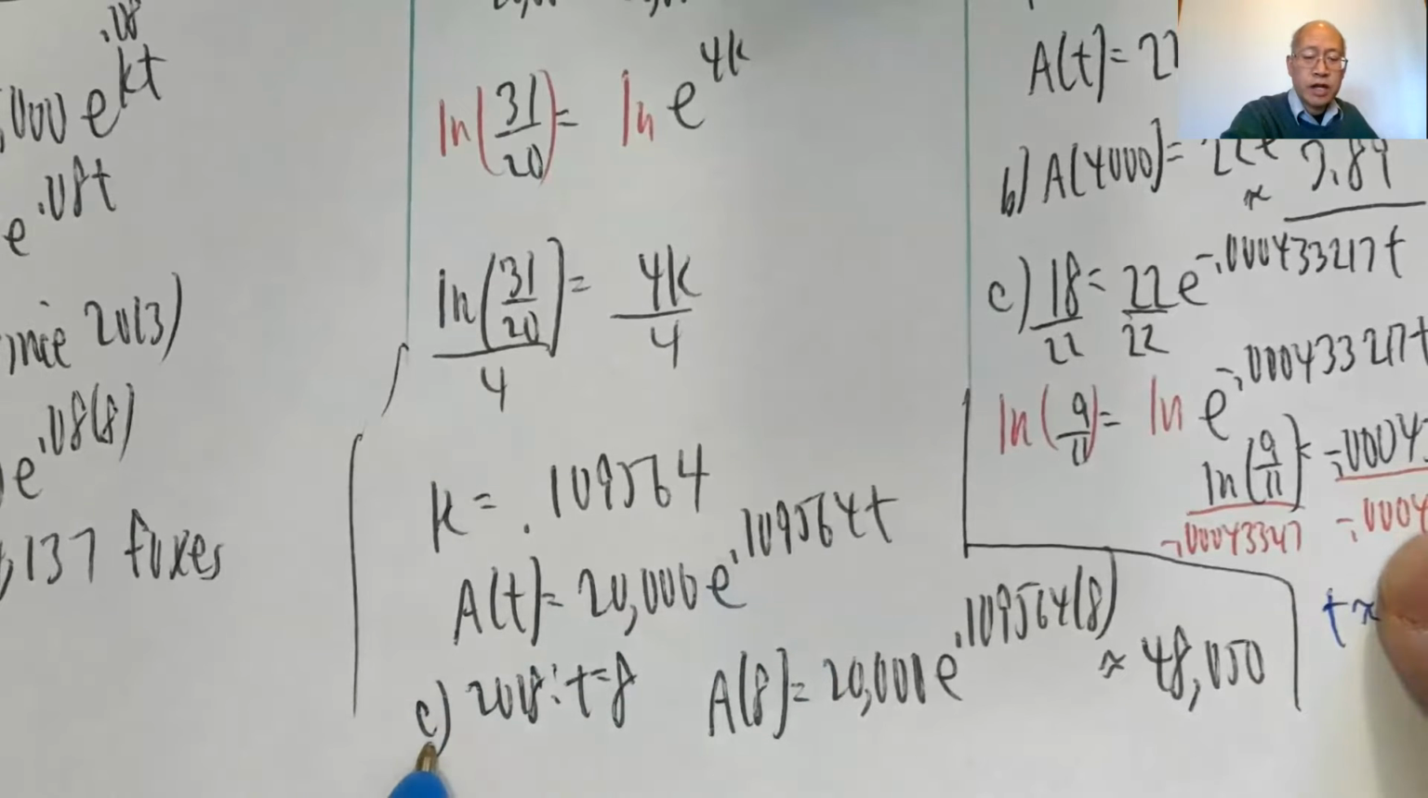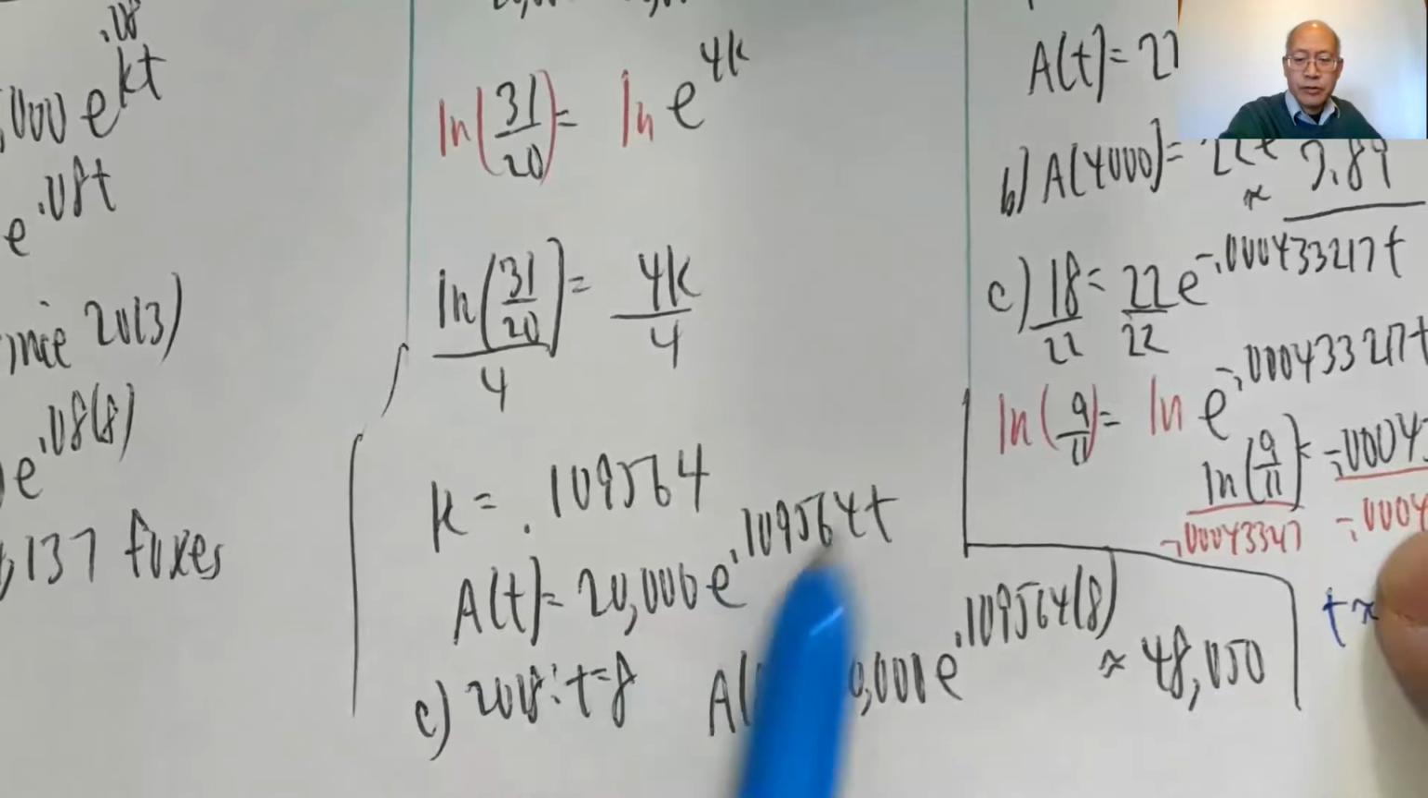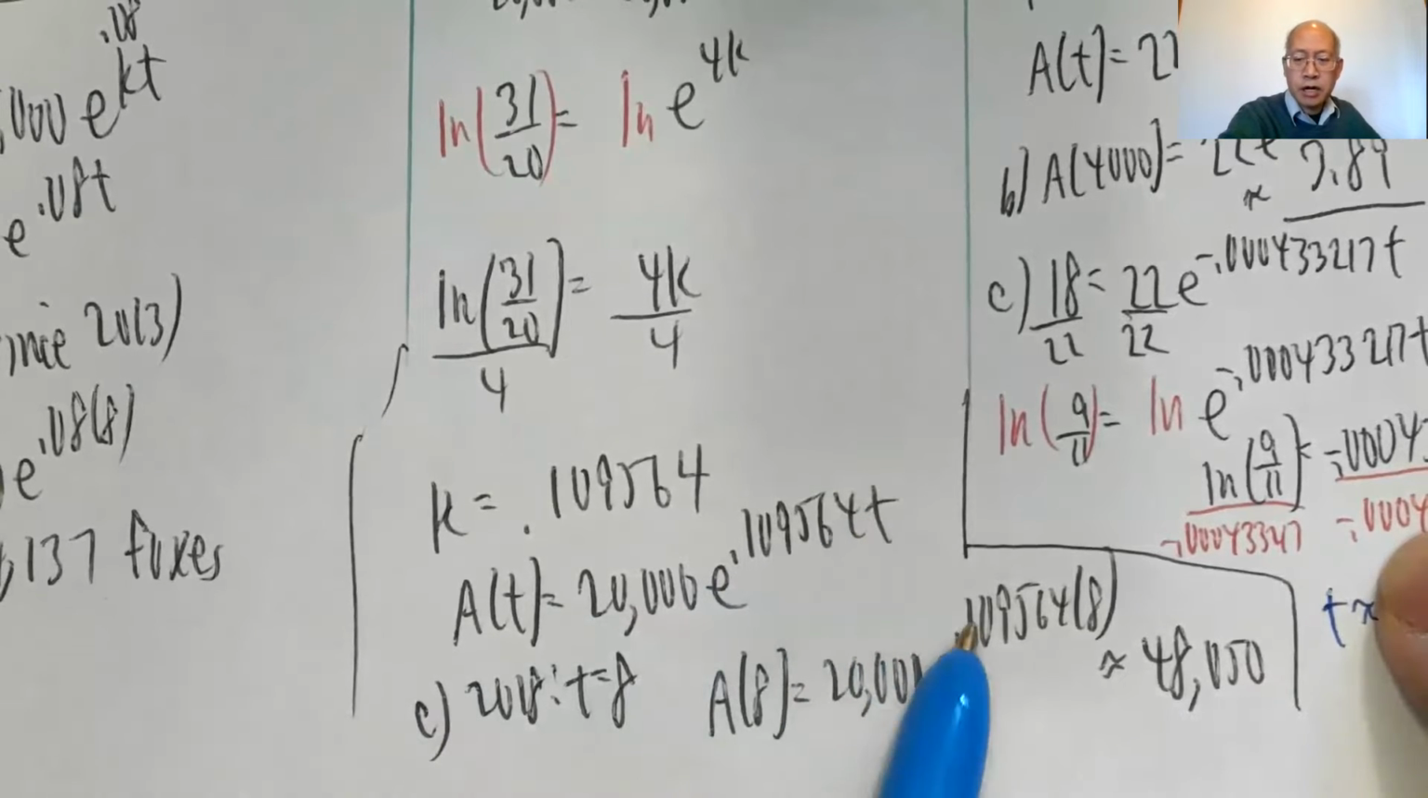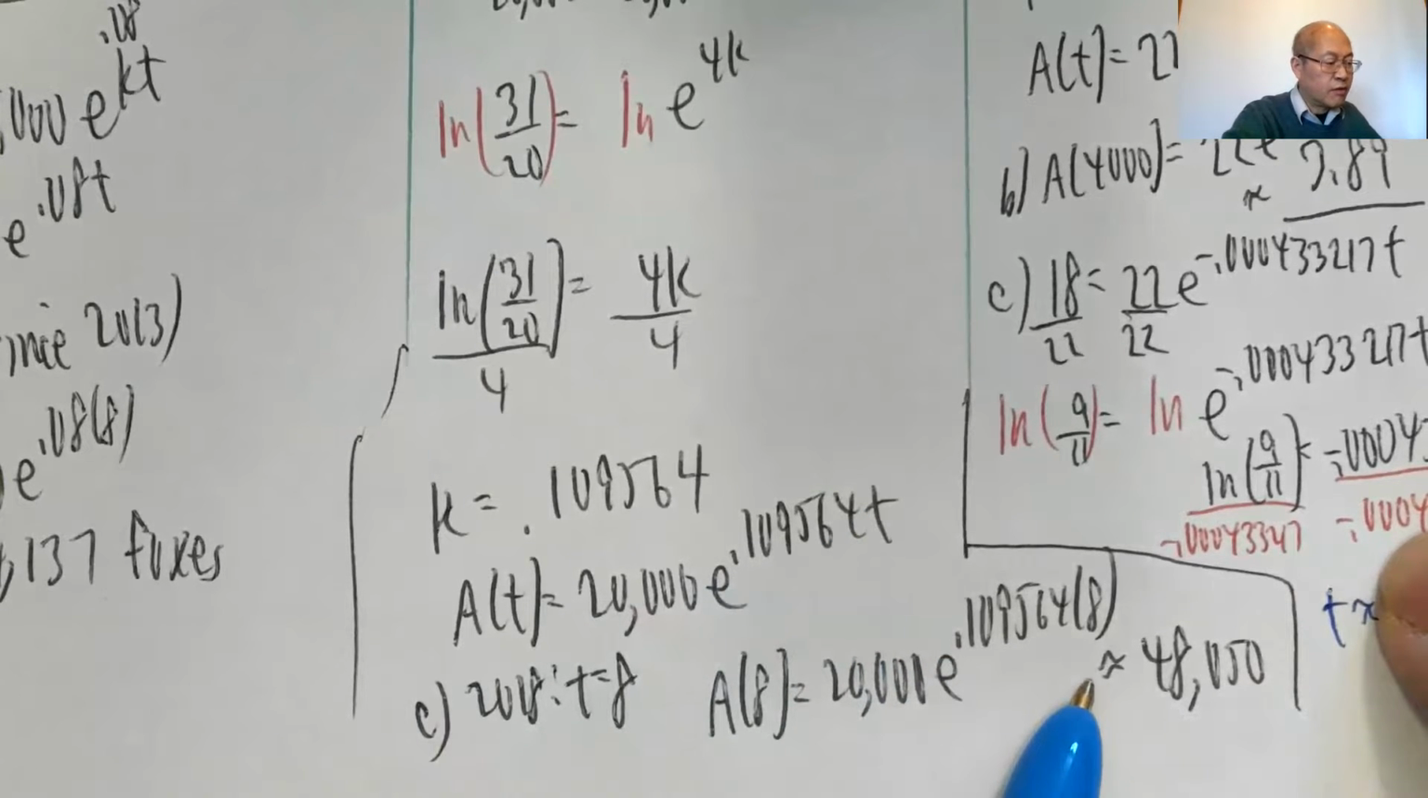Then it asks for the year 2018. The experiment begins in 2010, so that means t is 8. So I plug in 8 right over here, punch it out, roughly 48,050.